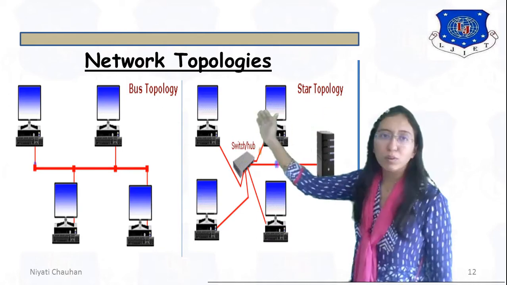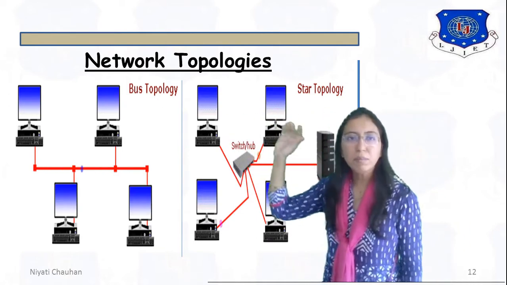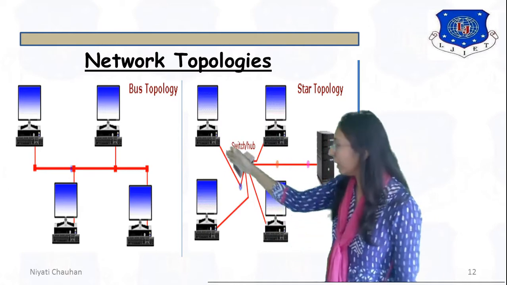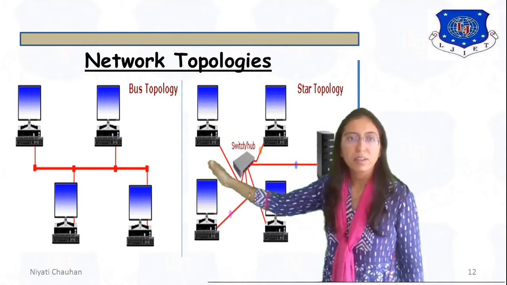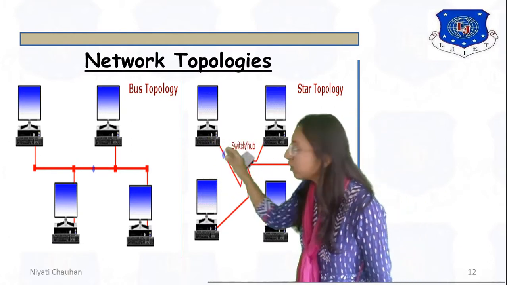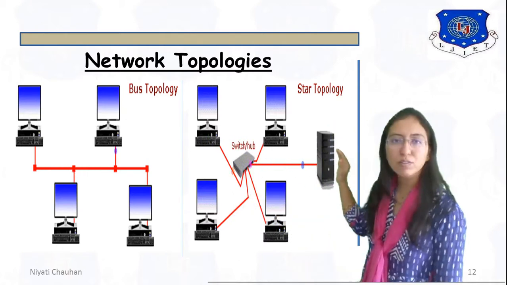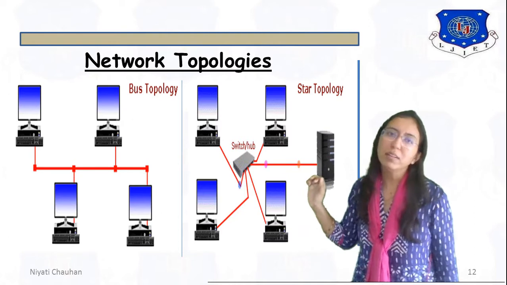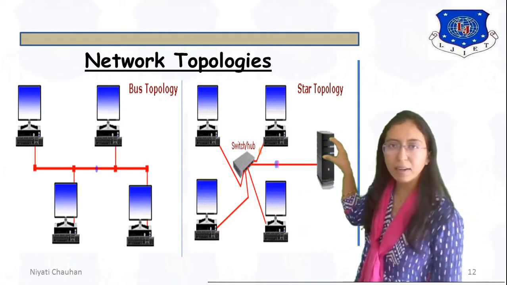Network topologies. First is bus topology. In bus topology, as you can see in the diagram, we are sending data in the form of station to station. Next is star topology. In star topology, one hub is connected in the middle.